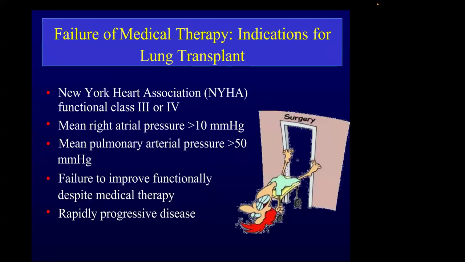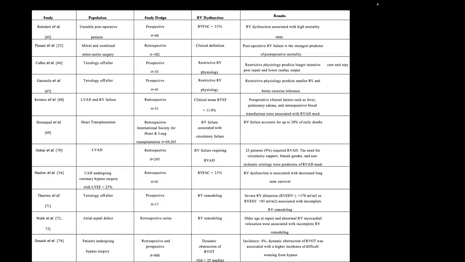Failure of medical therapy, indications for lung transplant: New York Heart Association functional class 3 and 4, mean right atrial pressure more than 10, mean pulmonary arterial pressure more than 50 mmHg, failure to improve functionally despite medical therapy, and rapidly progressive disease. These are the various clinical trials for pulmonary hypertension related to RV dysfunction.